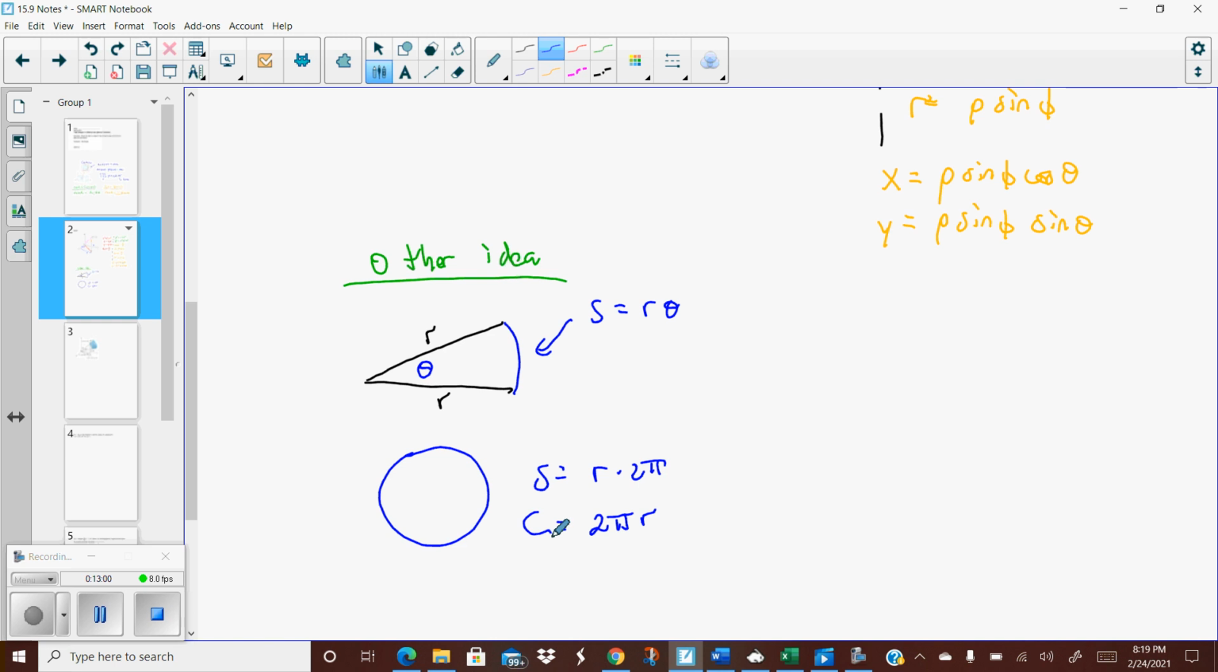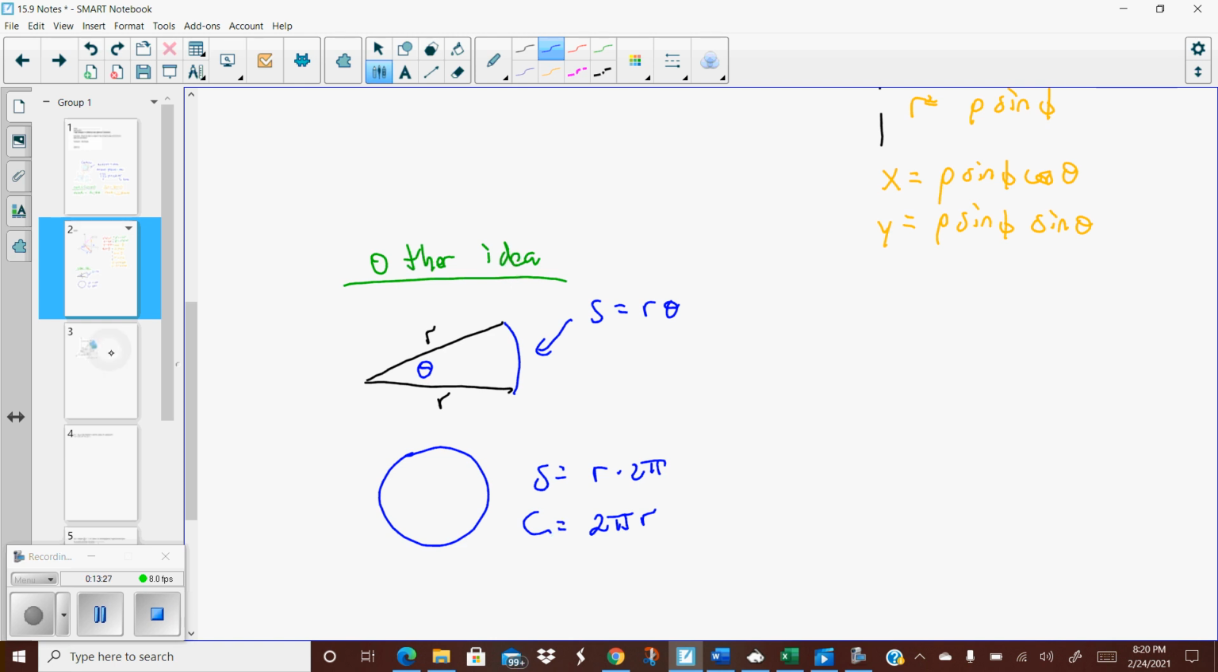So for any portion of the circle, as long as you know the angle in between the two radii, in radians, it must be in radians, then the arc length, or the length of the arc on the outside, is the radius times the angle in between. All right, we are going to use that in developing our conversion factor. So stick with me, we're getting there.